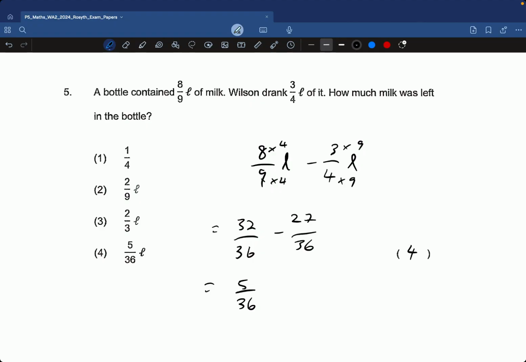So you just need to minus when you have the unit over here, 8 over 9 liters, 3/4 liters, right? That's basically it. You just need to minus. No need to multiply when you see the word of. No need. All right, let's move on to the next question.